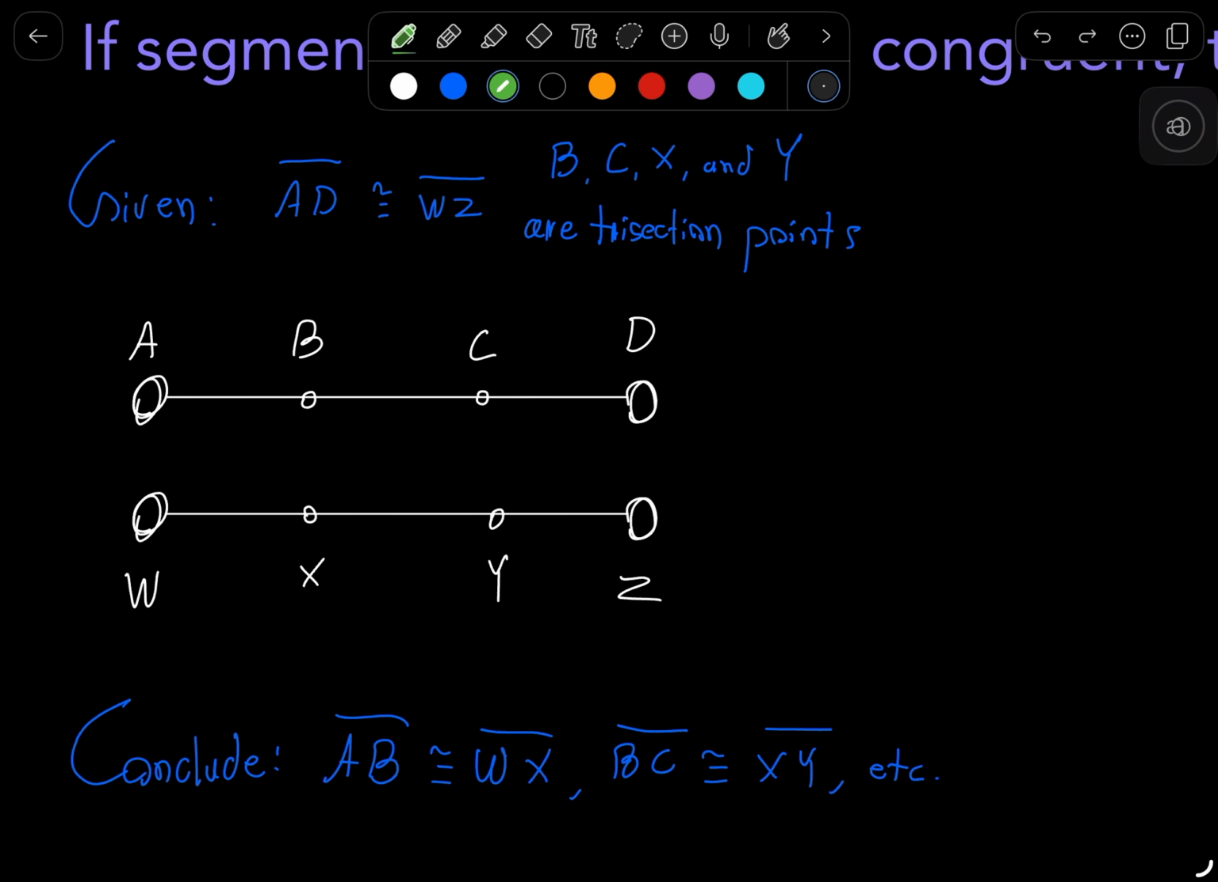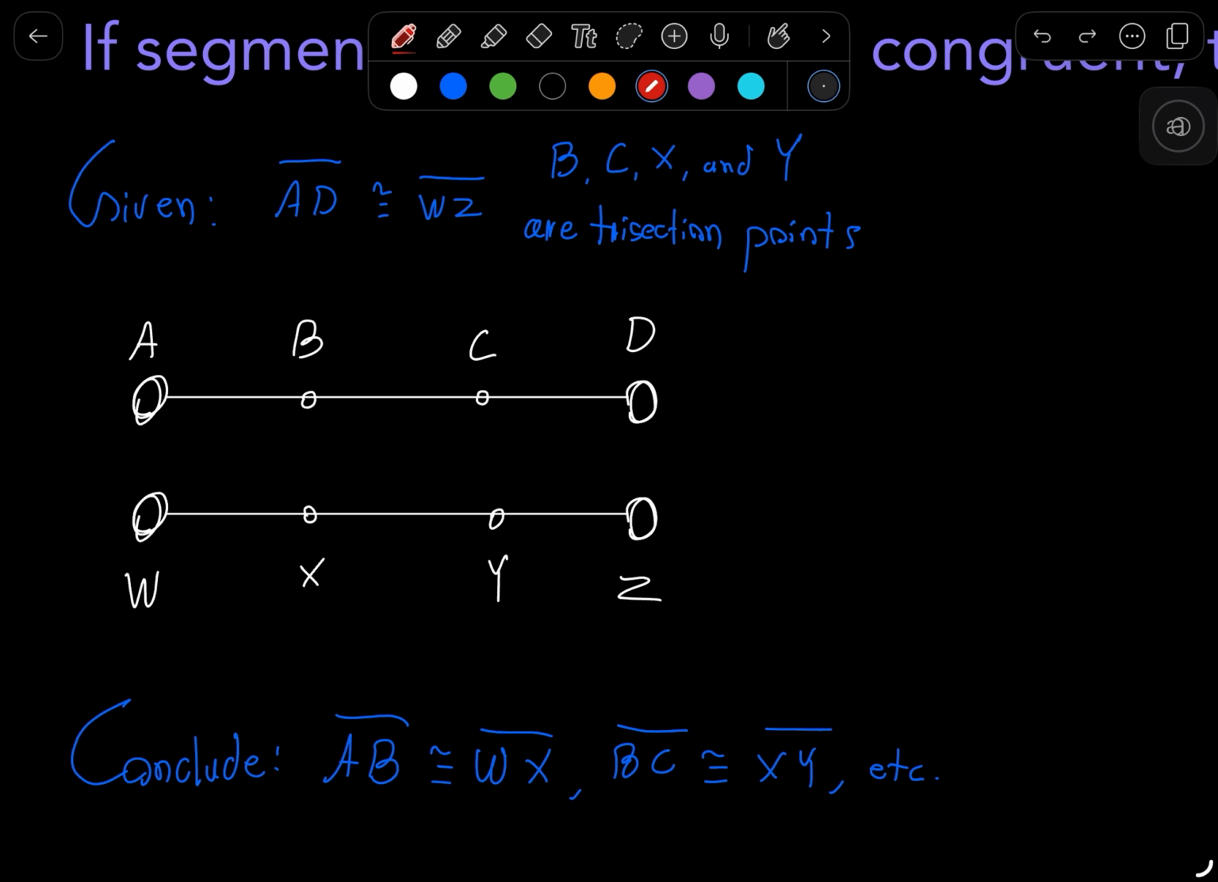So now what's different is that we're starting with a bigger figure. We're actually starting with the fact that AD is congruent to WZ. So the entire segment is congruent, instead of starting with the part. We're also given, of course, that these points here are trisection points, which is really important. So therefore, you can make a lot of conclusions here, but for the sake of this problem, you can say that AB is congruent to WX.